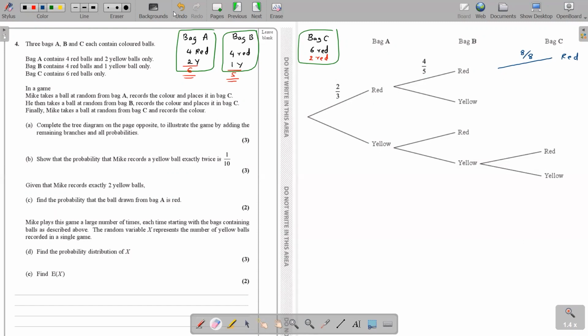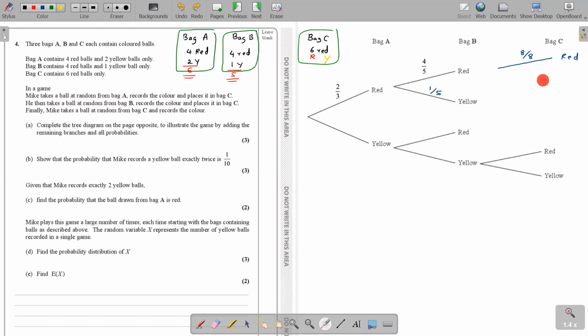Likewise, let's do the next one. Continue and complete the tree diagram. In the next branch, from bag A, I'm taking a red. From bag B, I'm taking yellow. What's the probability of taking yellow from bag B? 1 out of 5. And then, from bag A, we take a red. From bag B, we take a yellow. So these red and yellow are now in bag C.